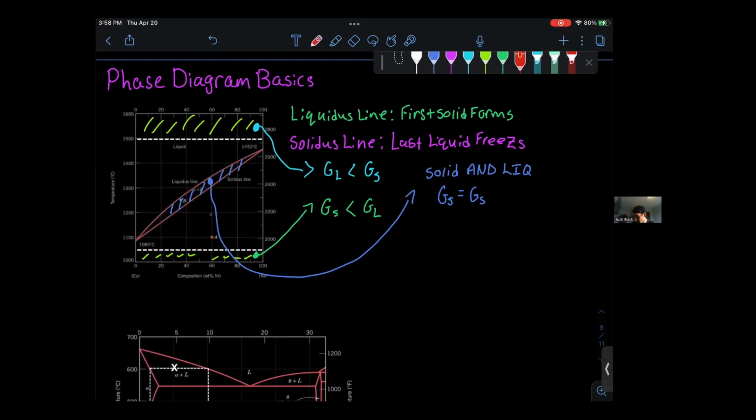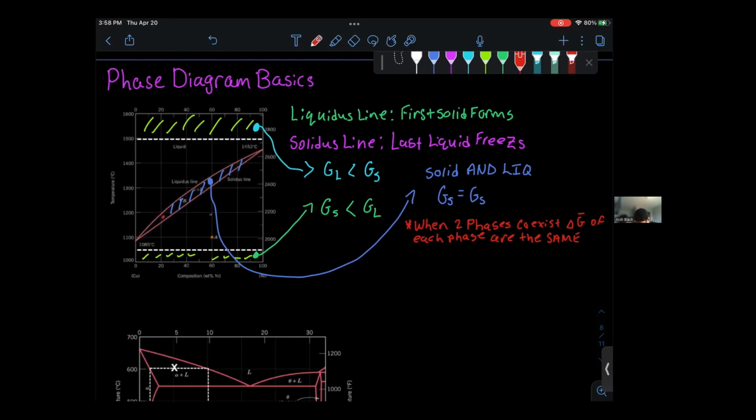Now, this is a very important thing that I'm about to say. When two phases coexist, the partial molar Gibbs free energy of each phase are the same. So when two phases are present at the same time, they are going to have the exact same partial molar Gibbs free energy.